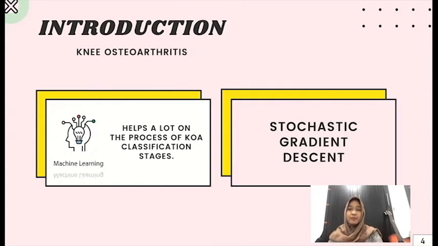In this process, machine learning helps a lot with KOA stage classification, and the author proposed the stochastic gradient descent method.